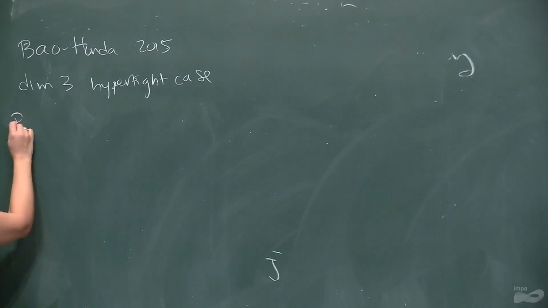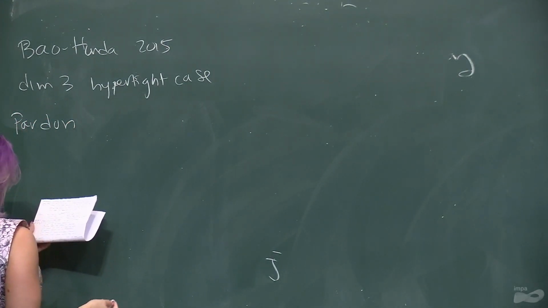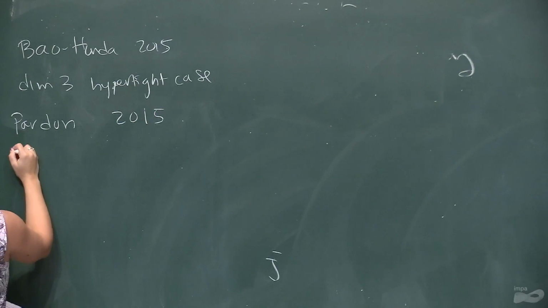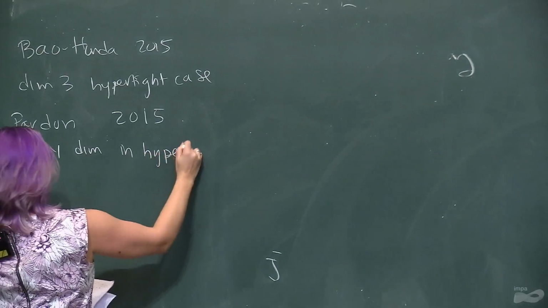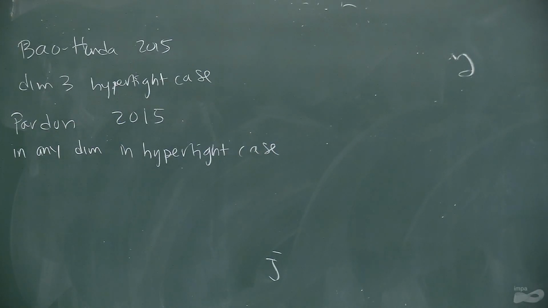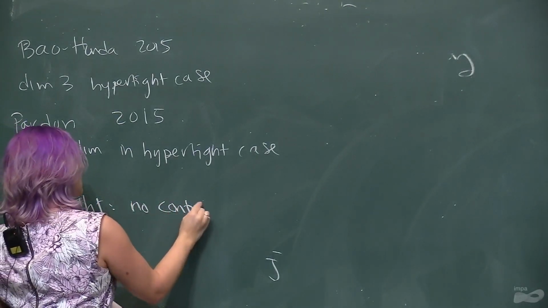And then Pardon, with his Kuranishi atlas stuff, so I think this is 2015, this works in any dimension in the hypertight case. But you can't directly compute the differential because you're doing an abstract perturbation of the Cauchy-Riemann equation, and so it will tell you that you have an invariant, but you may not be able to compute it. And here, hypertight just means that you have no contractible Reeb orbits.